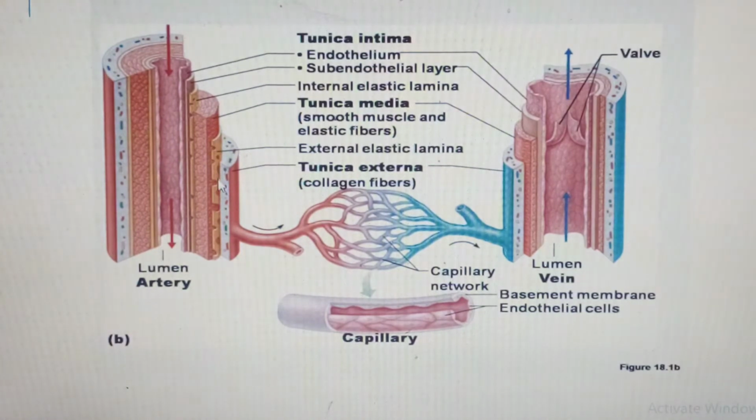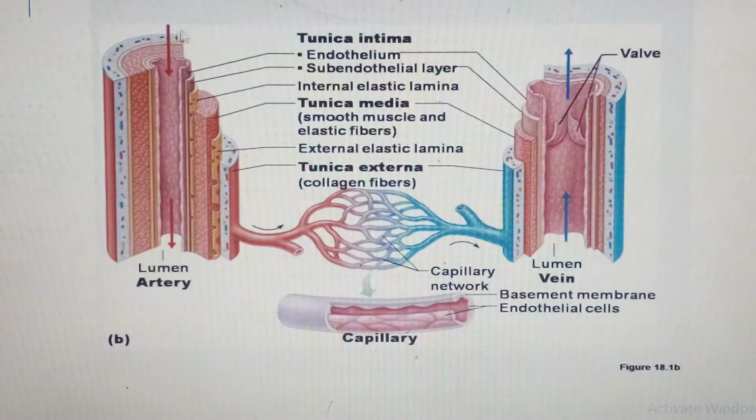Now, beyond this middle tunic, the tunica media, there is another elastic lamina or elastic membrane, the external elastic lamina. This external elastic lamina will serve as the boundary between the tunica media and the tunica adventitia. So that is what we are going to see regarding these blood vessels.